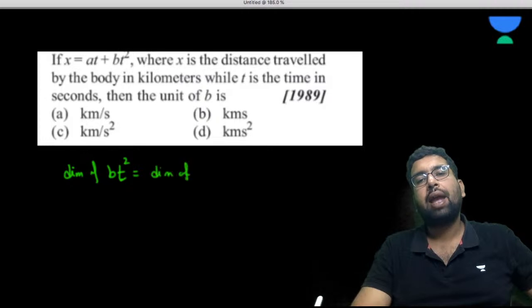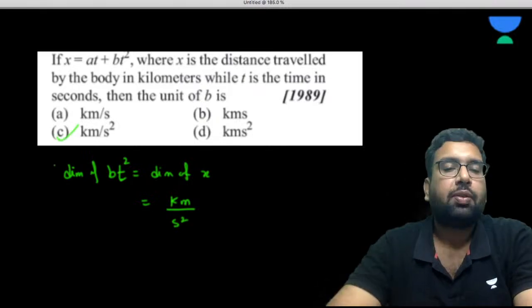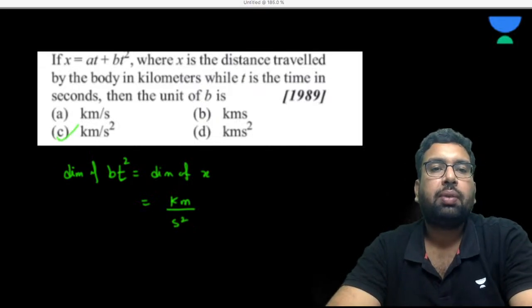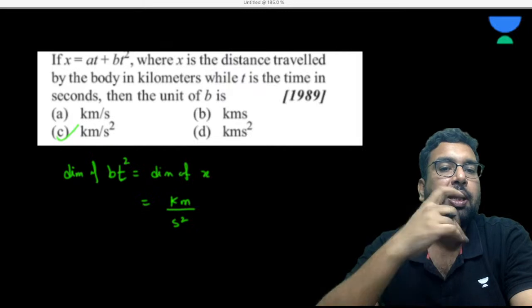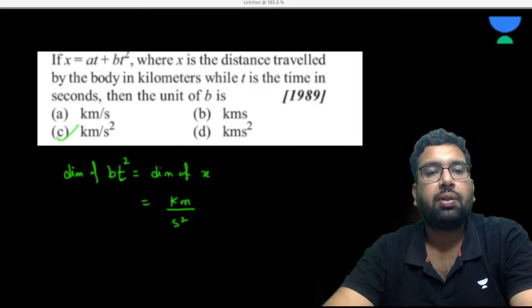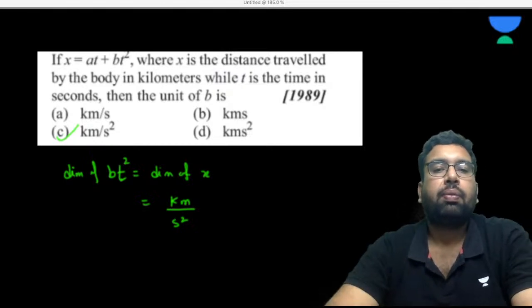It is given that the unit of x is kilometer. So we know t square. What is the unit of t square? It is kilometer per second square. So what is going to be the right option here? The right option is going to be C option. Okay, now let's try one more.